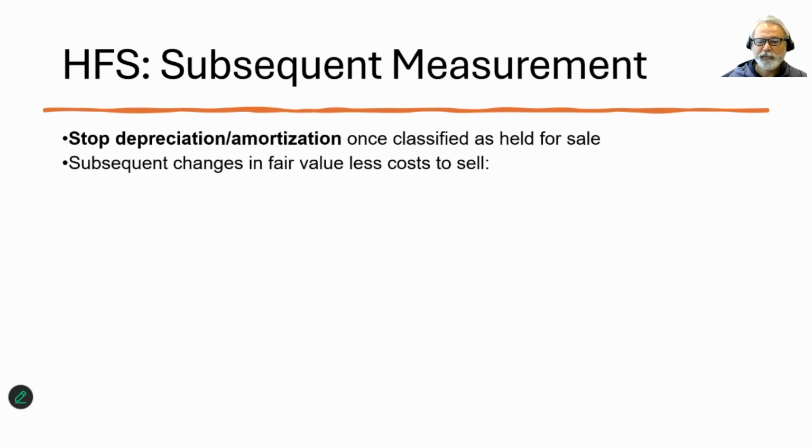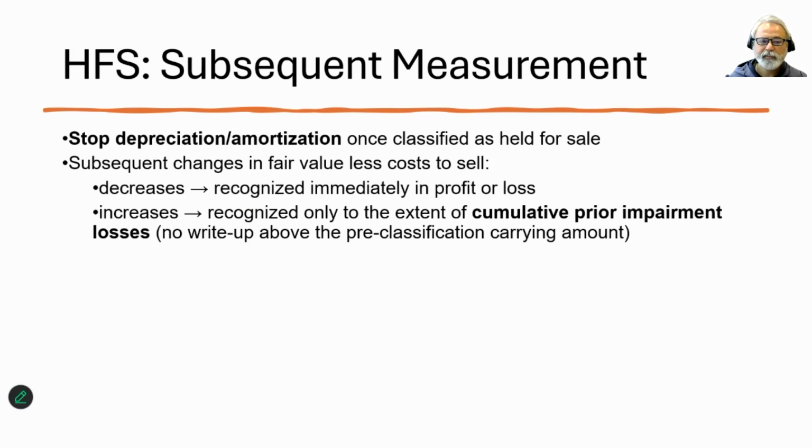If there are subsequent changes in fair value less cost to sell, let's say there's a drop, well, then that should be recognized immediately in profit or loss if the decline is below the carrying amount. However, increases can result in a recovery of impairment losses previously recorded. Under no circumstances, though, are we allowed to write up the asset above its carrying amount before being reclassified as held for sale.